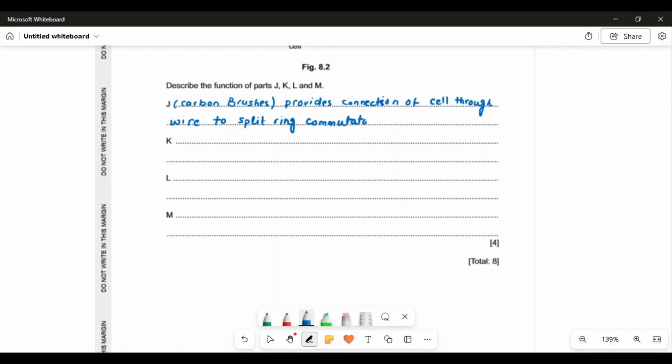So these split ring commutators provide the current supplied by the battery to the rectangular coil.